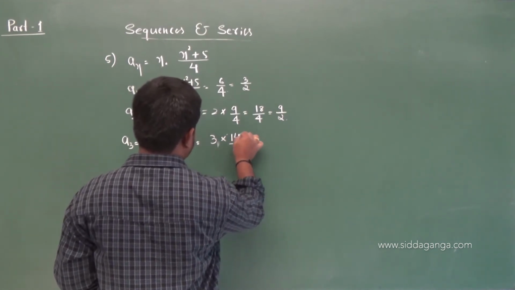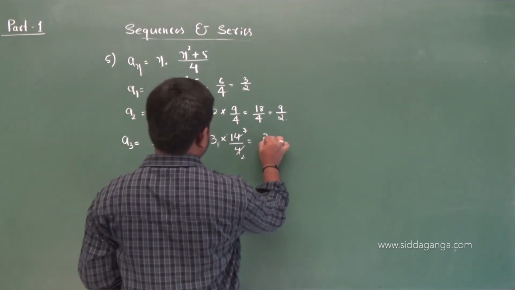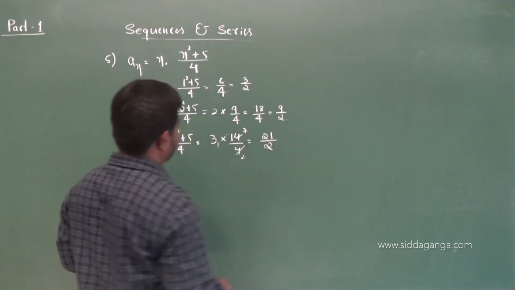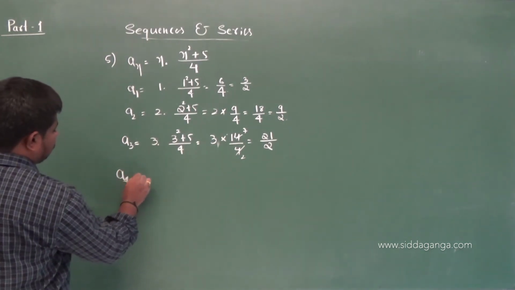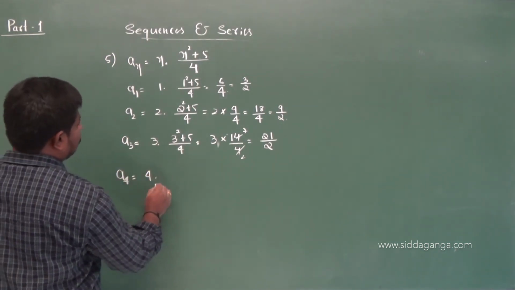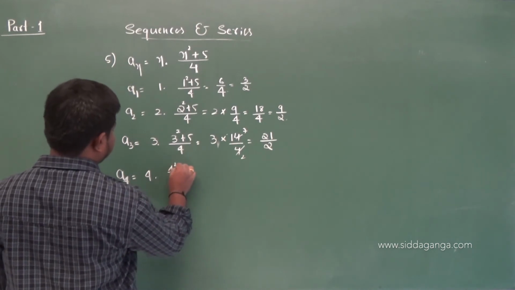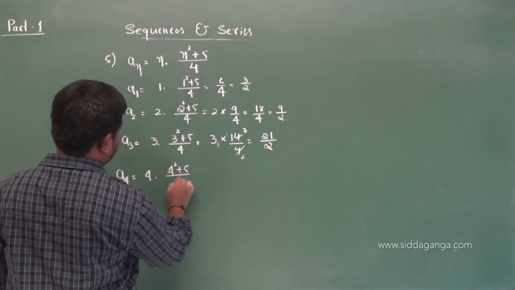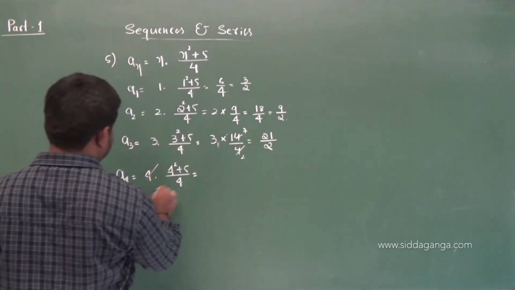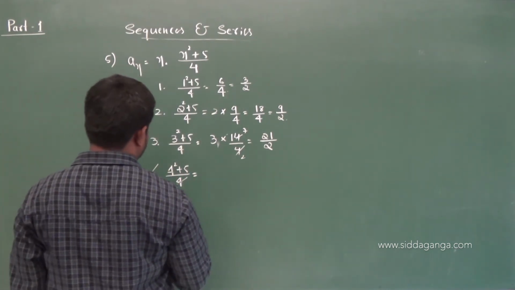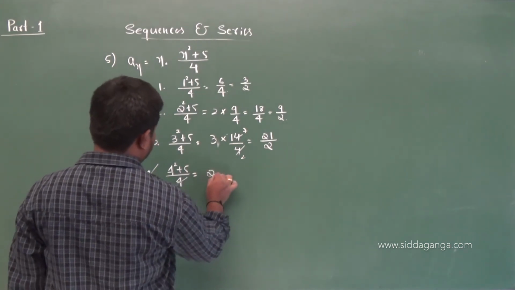So 21 by 2. This is our third term, and the fourth term a4 is 4 into 4 square plus 5 by 4. You get 4 into, I can cancel this, 16 plus 5, that is what, 21.